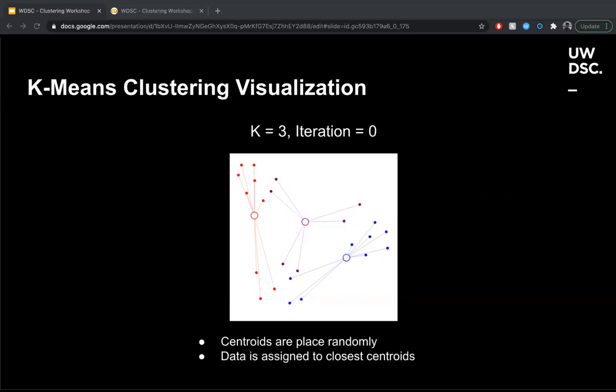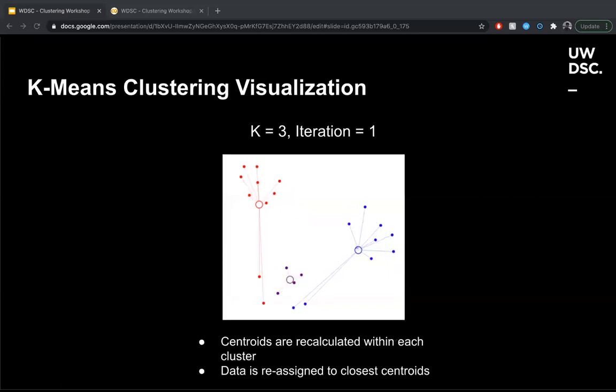Same with the red, same with the blue. So now we have a purple cluster, a blue cluster, and a red cluster. But it's important to note that the centroids, where they exist right now, are not the centroids of these newly created clusters. They were randomly placed. So we have to recompute them with their new clusters.